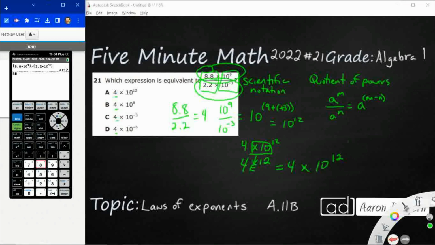So we're going to do 8.8. Hit second function, and then that comma to get that EE. Then it automatically goes up to E and then 9. And we're going to divide that by 2.2, second function, comma, to get that EE. Then we hit our negative 3. We get the same answer, a little bit less labor intensive, in any use of scientific notation. Either way, our answer is 4e12, or 4 times 10 to the 12th.